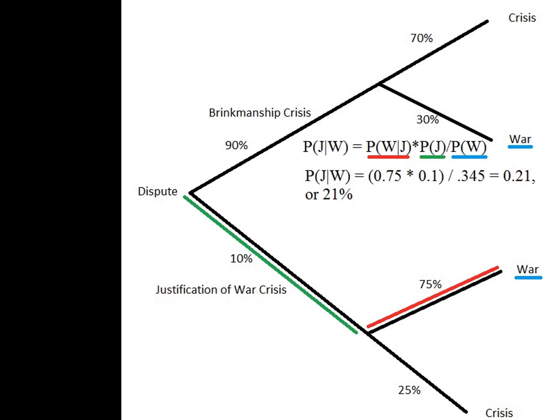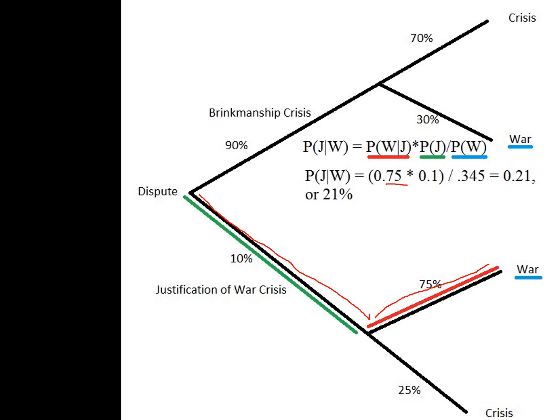The fourth question is, given that a war has occurred, what is the probability that the war was caused by a justification of war crisis rather than a brinkmanship crisis? So it's the opposite question of question 3. So here we have the formula. The probability of a justification of war given war happening is equal to the probability of war given a justification of war crisis times the probability of it being a justification of war crisis divided by the probability of war.